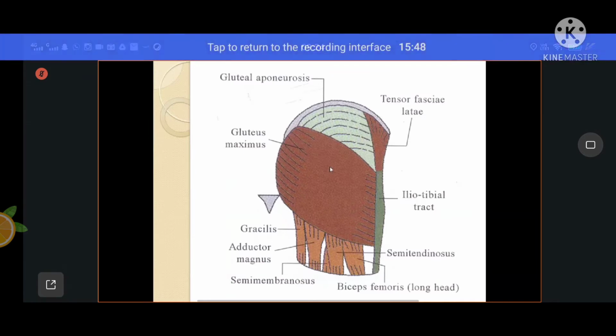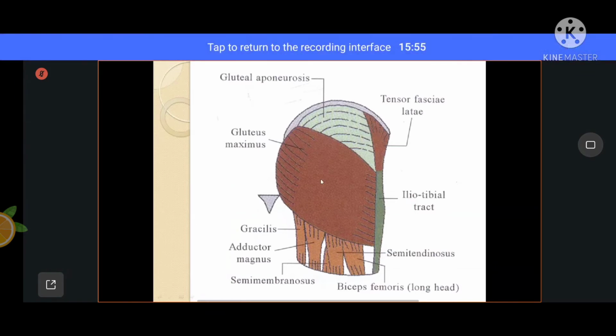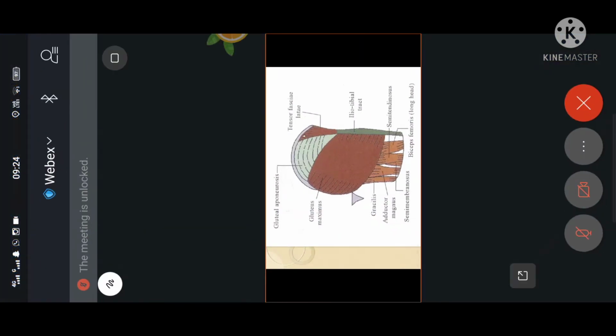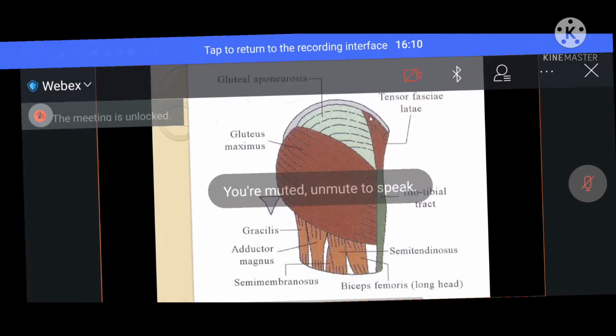And you can see there are two muscles which are getting inserted into the iliotibial tract. One is the tensor fascia lata, and the second one is what? The gluteus maximus muscle, right? And what is the action of this tensor fascia lata?